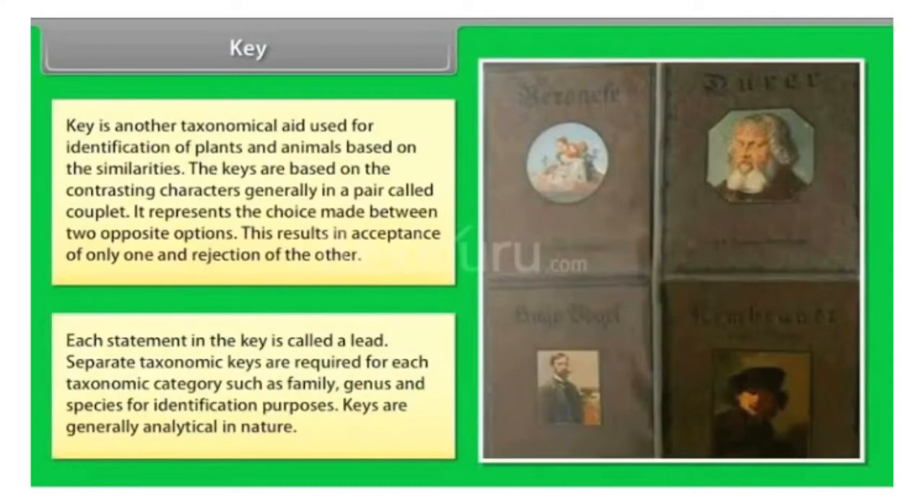It is the identification of plants and animals based on similarities and dissimilarities. It is the acceptance of one and the rejection of the other. So this is about the key. Okay. Now you can also say the keys are based on contrasting characters, generally in pairs, that you can call a couplet. Okay, so keys are analytical in nature, that you can say. Fine. So this was all about the taxonomical aids.